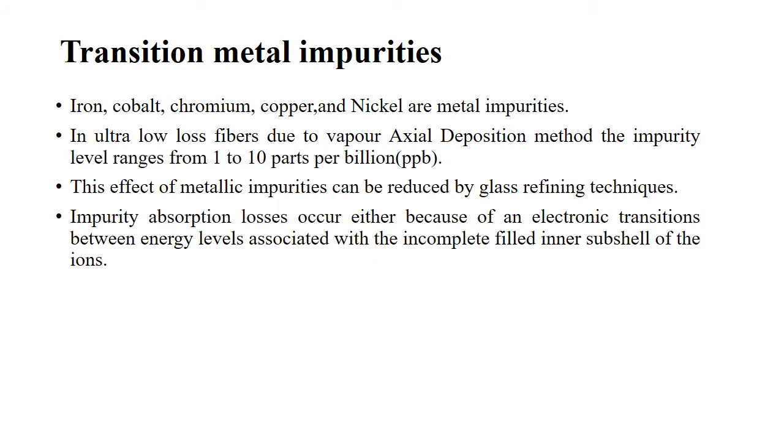Transition metal impurities. Here we have iron, cobalt, chromium, copper and nickel as the metal impurities. In ultra low loss fibers made by the vapor axial deposition method, the impurity level ranges from 1 to 10 parts per billion. The transition metal ions will produce losses from 1 to 10 decibel per kilometer. The effect of metallic impurities can be reduced by glass refining techniques.